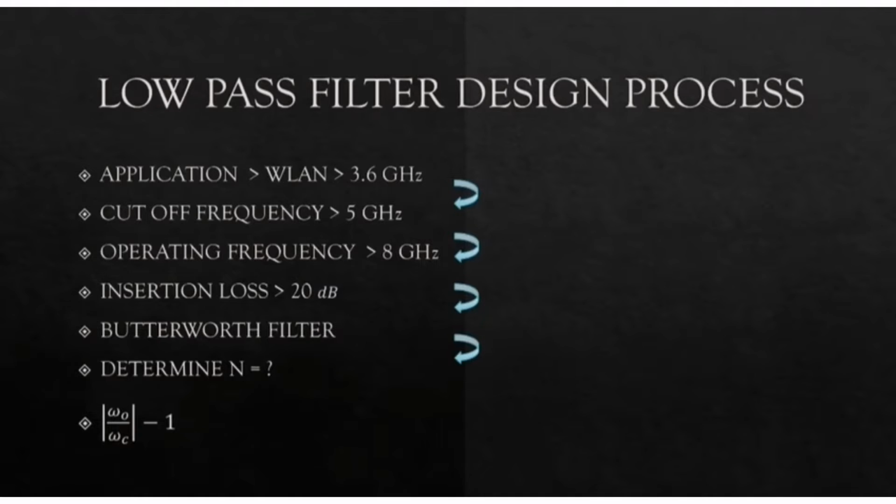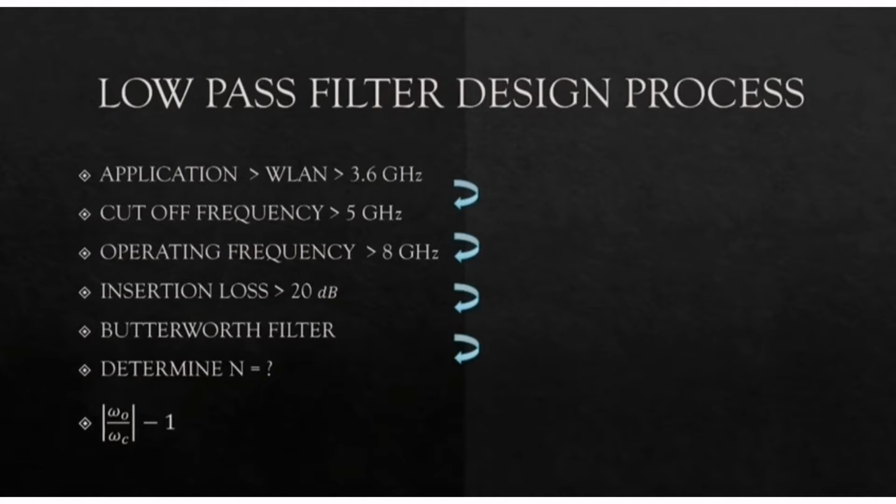I will start off by explaining the low pass filter design process. The low pass filter design process involves a number of steps. First, the frequency of application needs to be identified. In this work, we chose to design a low pass filter circuit for wireless LAN application at 3.6 GHz. We also know that the cutoff frequency for the design should be higher than the application frequency. Therefore, we decided that the cutoff frequency would be 5 GHz and the operating frequency 8 GHz respectively.